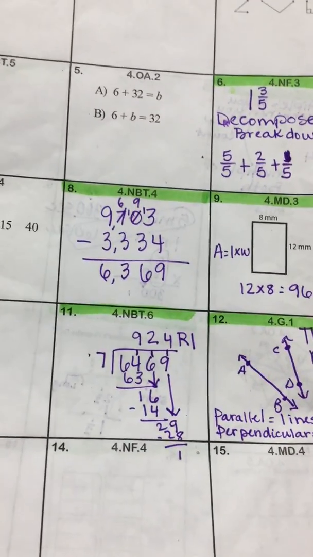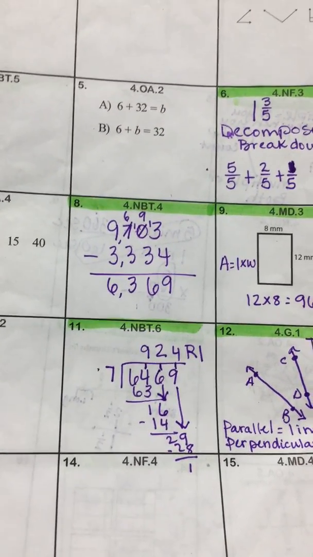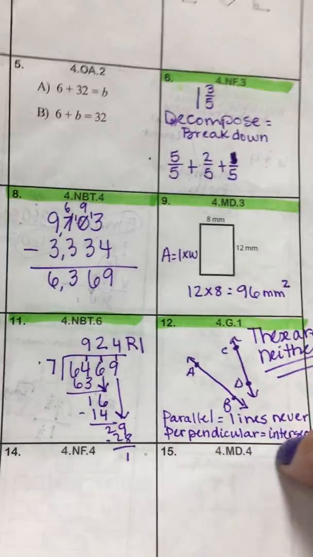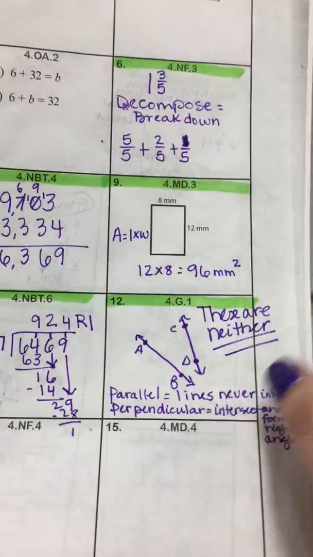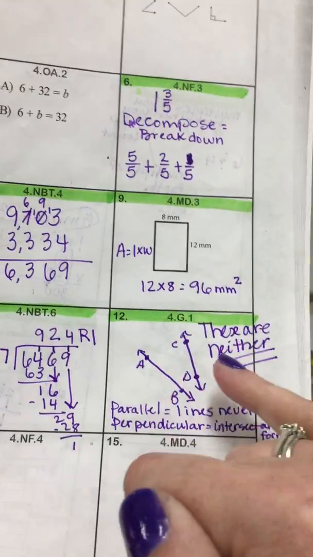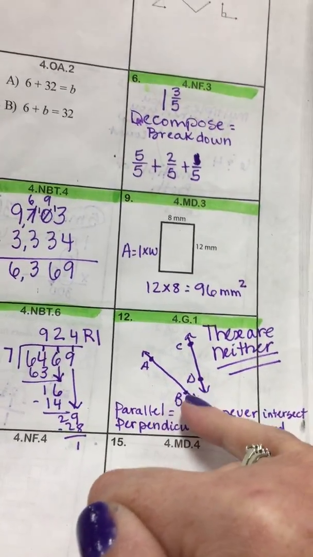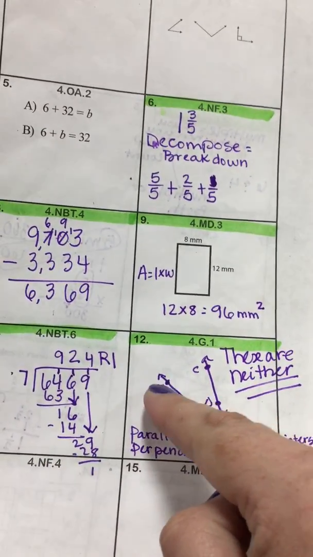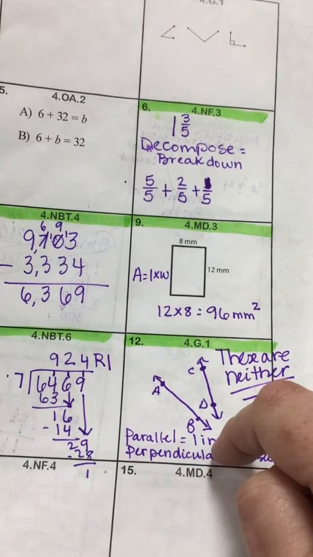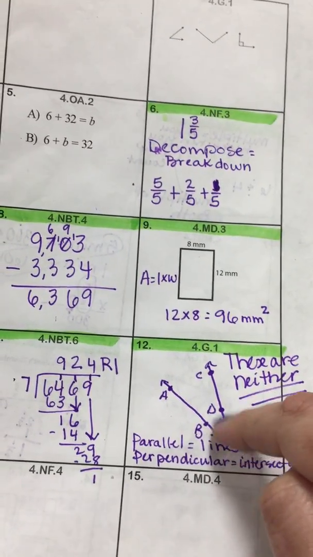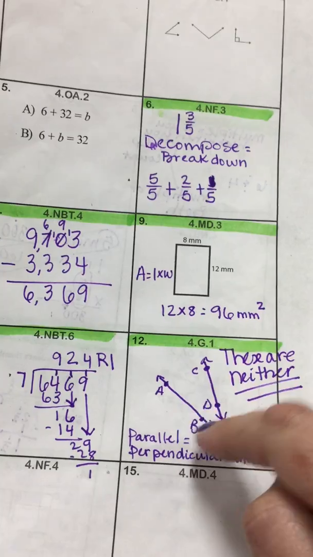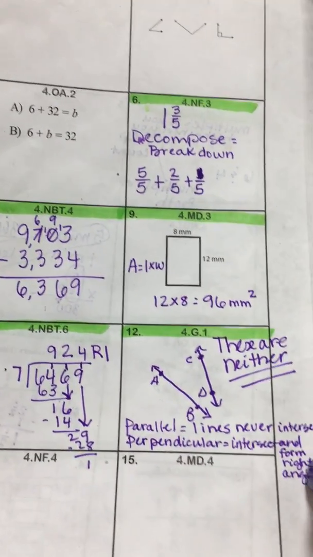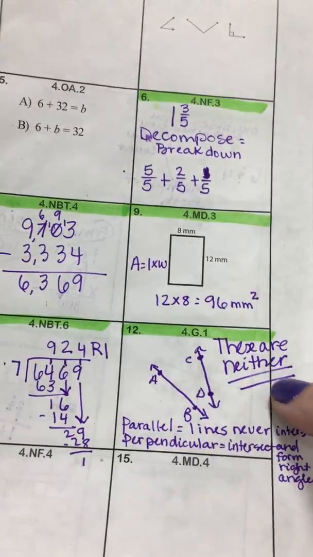On number 12, what we have here is the definition of the parallel and perpendicular that I've asked them to study. This was trying to pick out, are these 2 lines parallel, perpendicular, or neither? What we talked about was that even if these lines were to extend, they would intersect, but they would never be parallel because they would touch, and they would not be perpendicular because they don't intersect and form right angles, so they would be neither.